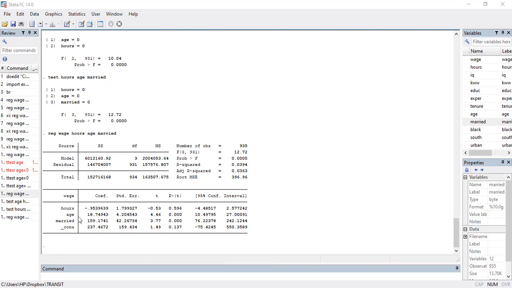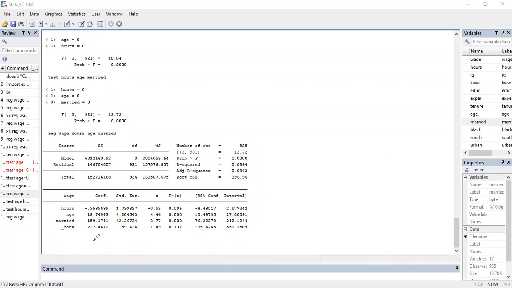After that, you can be given an example. Say a married worker is 25 years old and works for 10 hours per week. What will be the person's wage? After you have reported the model, wherever you see married, you put 1, because we are saying that the person is married. So this is how you do it.